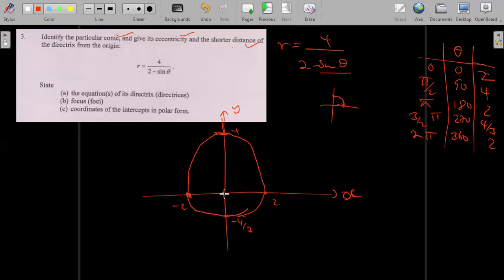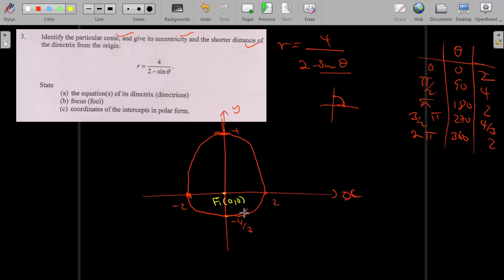When you're dealing with these rotations, one of the foci is always at the origin. So we know that focus 1 is here, at the origin, which is 0, 0. Then the distance from this focus to this vertex here is this 4 over 3.